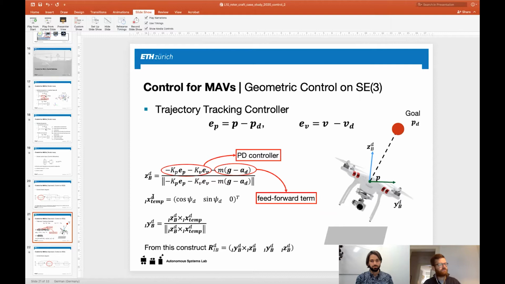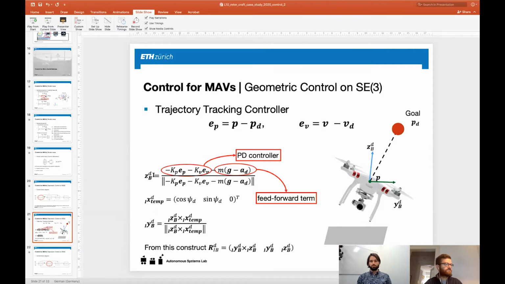And you have to think about this temporary x-axis as giving us the heading that we want when we get to another point. So imagine again that we start here and we want to go over here. Then it doesn't matter how we're headed. Like we can go sideways or we can rotate and we go forwards. So we can choose the heading, how we want to go from one point to another, just however we want. And this is defined by this psi or this psi desired, which gives us the heading. And by that, we create this temporary x-axis.